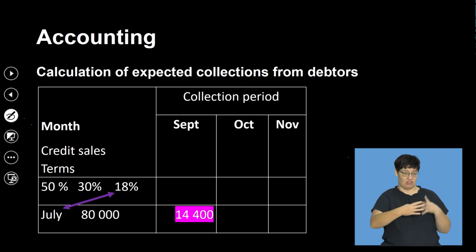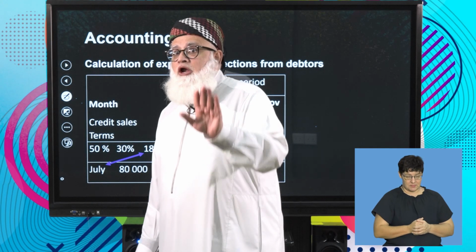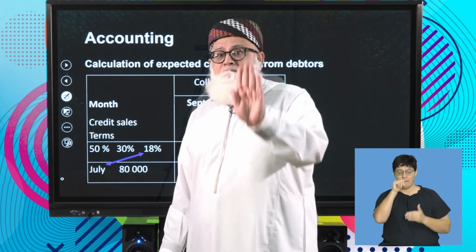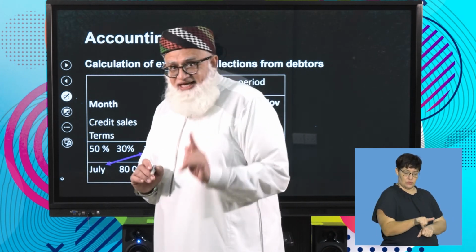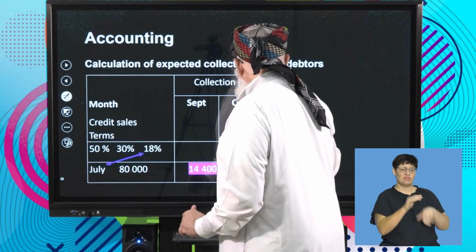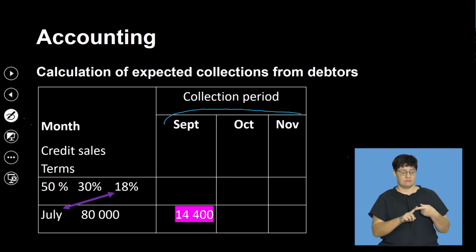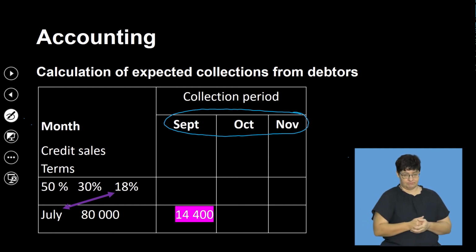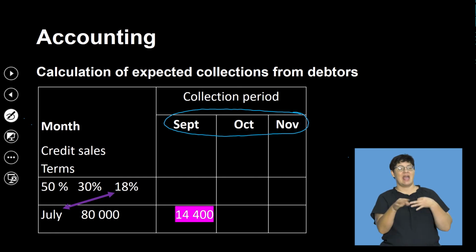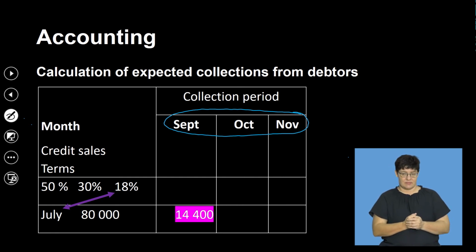Let's start. Remember we said, look at the months that will impact on my budgeted period. So what is my budgeted period? My budgeted period is September, October, and November. That's my collection period, right? However, the credit sales is not limited to those months. Why? Let's explain again using a concrete example.